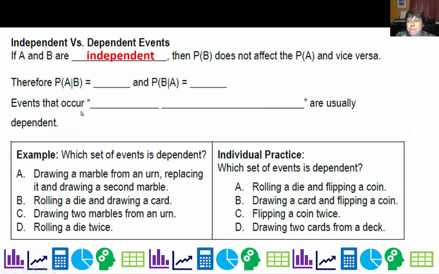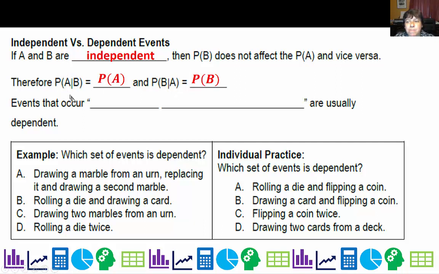So if A and B are independent, then the probability of B does not affect the probability of A and vice versa. Therefore, the probability of A given B is the same as the probability of A. So what am I meaning there? When we didn't replace it, the probability of red changed from 1/2 to 2/3, all right? But when we did replace it, it was always 1/2. So basically, if it's independent, it doesn't matter if A happened here, the probability of B is the same.